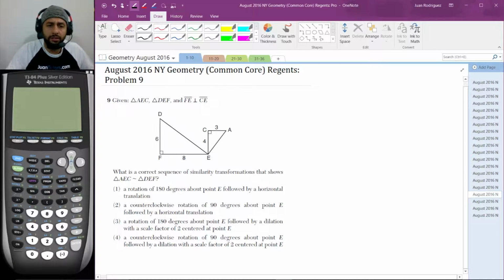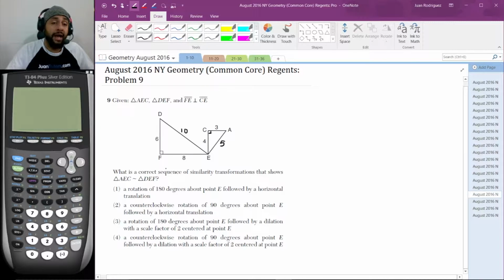Now this triangle DEF is a 6, 8, and it's a right triangle, so this side is length 10. You should recognize that Pythagorean triple. And triangle AEC is also a right triangle because of this. This leg is length 3, this other leg is length 4, so this hypotenuse is length 5. That's the 3, 4, 5 triangle. Yet another Pythagorean triple you should recognize: the 3, 4, 5 triangle and the 6, 8, 10 triangle.